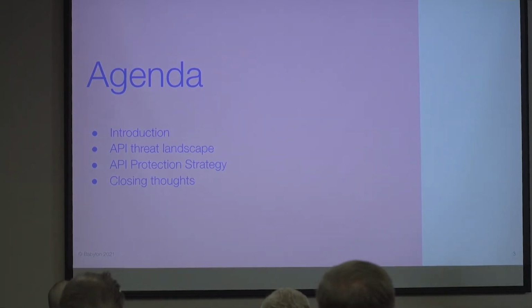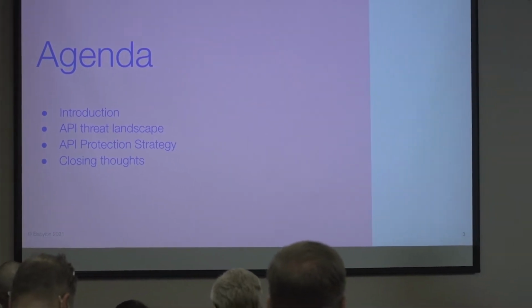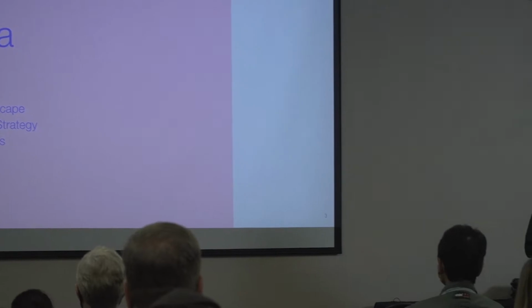And then I'll talk about the API threat landscape. As you all know, it's all over the news today, API-related vulnerabilities. So we'll just see a couple of them to set the stage. And I'll talk about what I think would be a good protection strategy. It's really complex, so I want to take a high-level view, and I'll give you an overview of how I think about API protection in general.